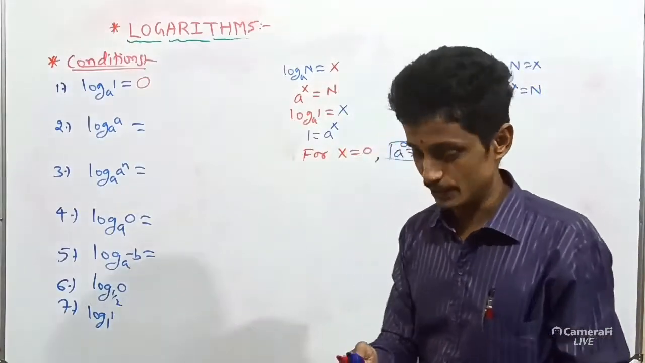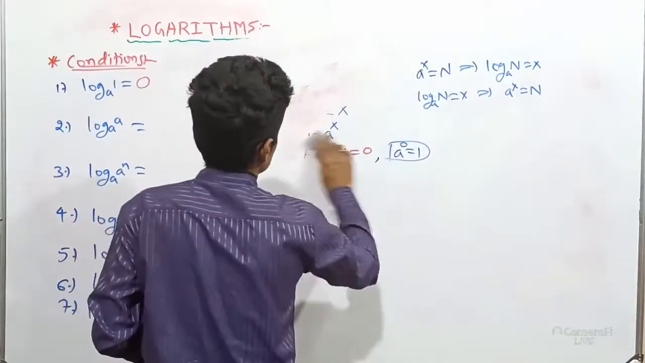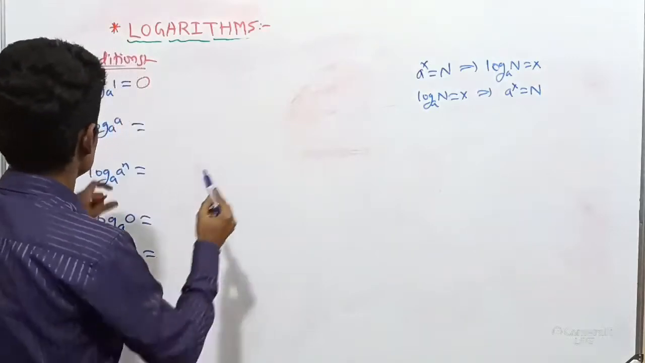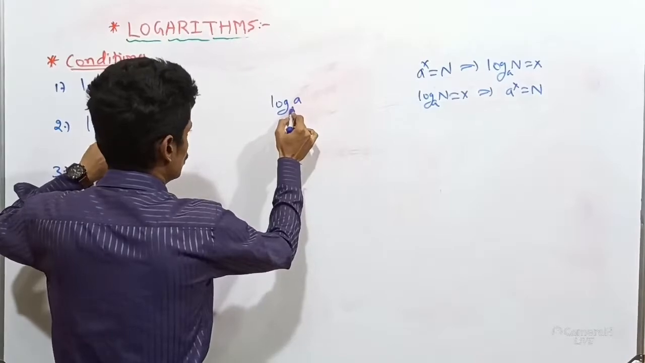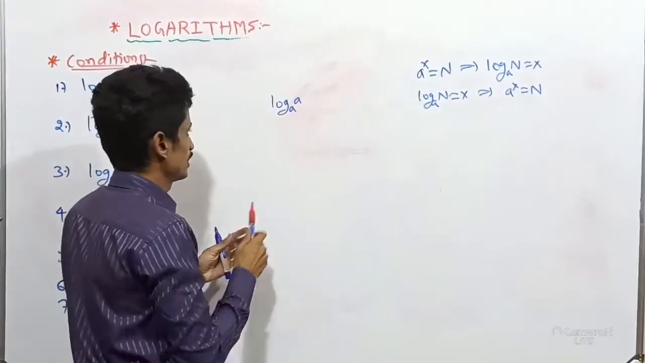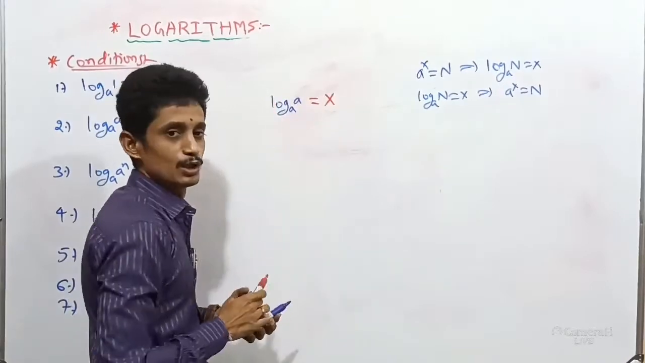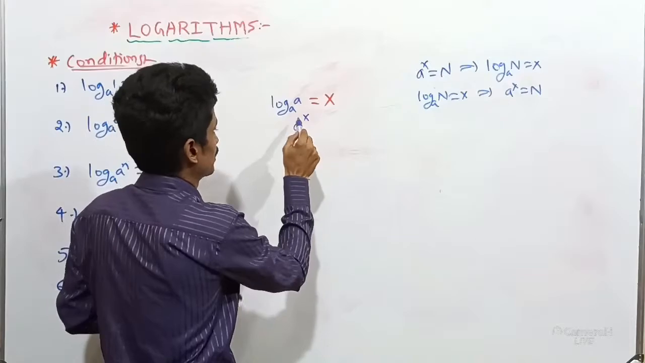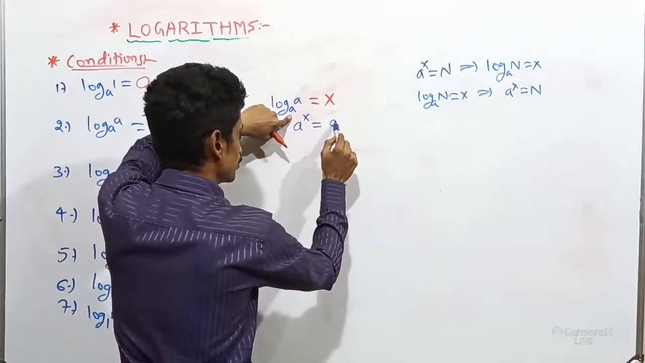Now look at the second case. What is our second case? Condition number 2. Log a, where the number is a, to the base a. What is the RHS? I don't know, simply I will write x. Once again we write in index form, that is a power x. This base will lift to this number. A power x is equal to a.